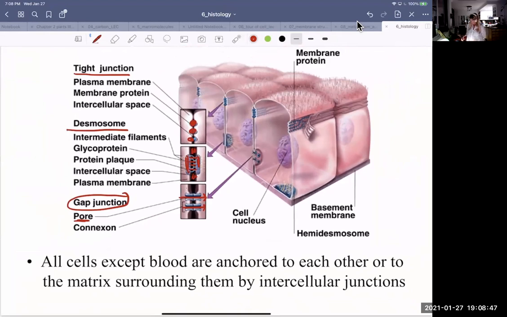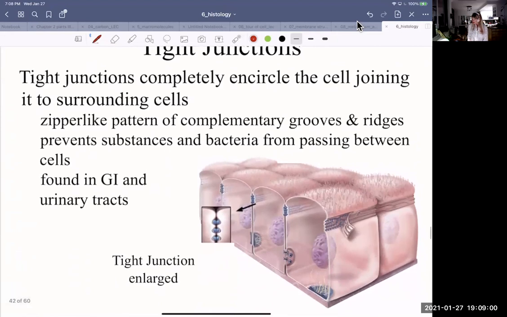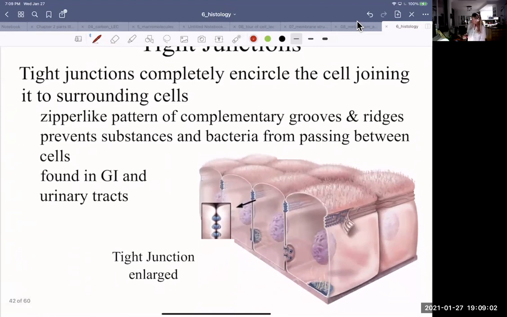All cells really except blood are anchored to each other or to the matrix that is surrounding them by intercellular junctions. So tight junctions completely encircle the cell. They encircle it, joining it to surrounding cells. They're a zipper-like pattern. They're complementary grooves and ridges, and they prevent bacteria from passing between cells. It's particularly important in the brain, for example.